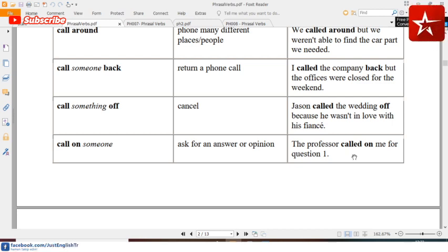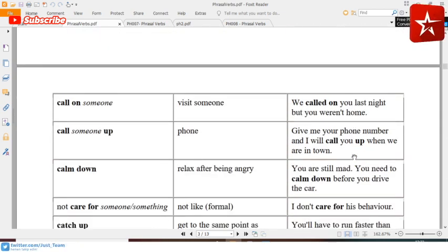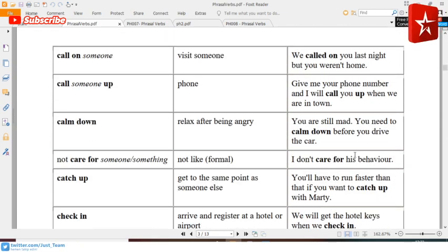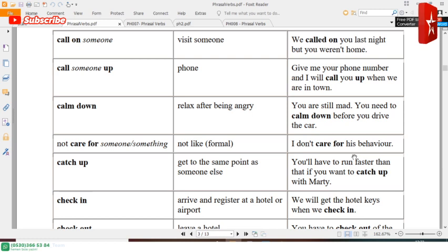That's great, and let's continue with the next one. Call on someone has another meaning. It means visit someone. For example, we called on you last night, but you weren't home. It means we visited you last night, but you weren't home.